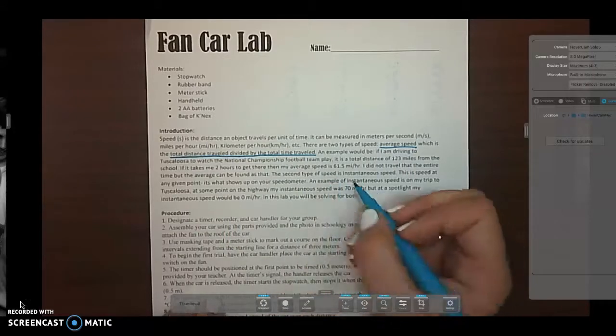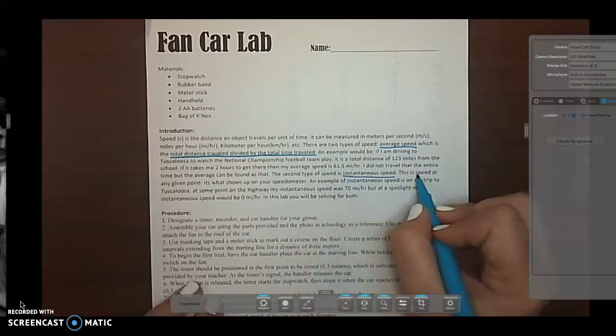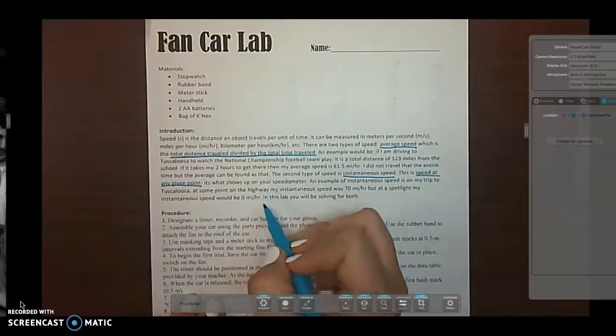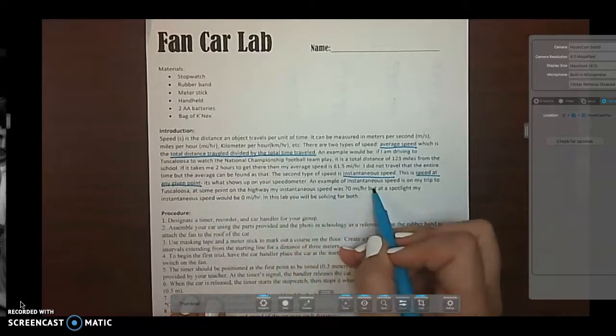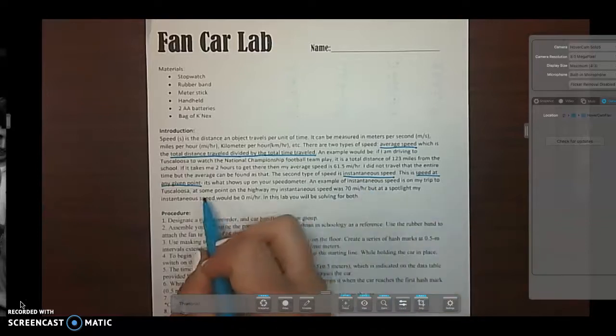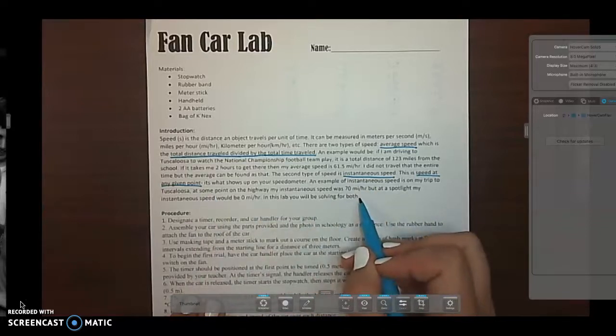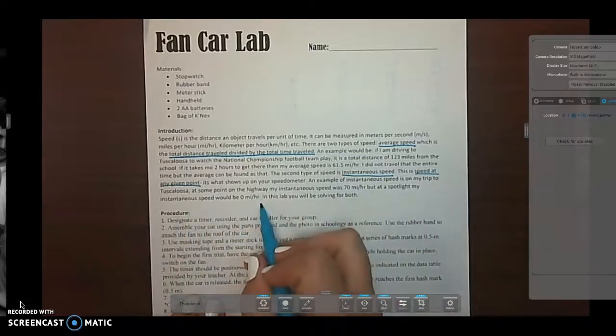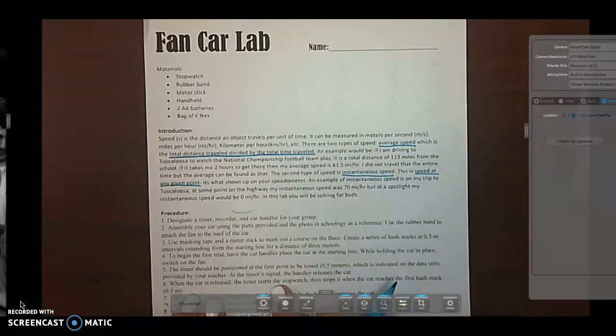The second type is called instantaneous speed. This is the speed at any given point. It shows up on your speedometer in your car. An example of this is, if I'm on the highway, my instantaneous speed is 70 miles per hour. But if I'm stopped at a red light, my instantaneous speed would be 0 miles per hour. So you're going to learn about both of these in this lab.